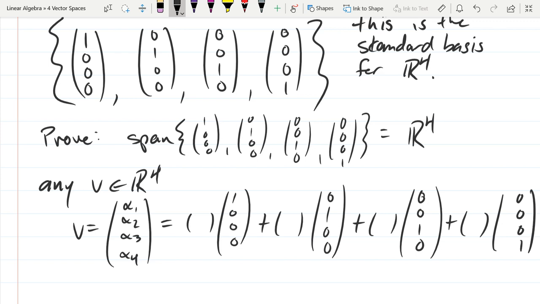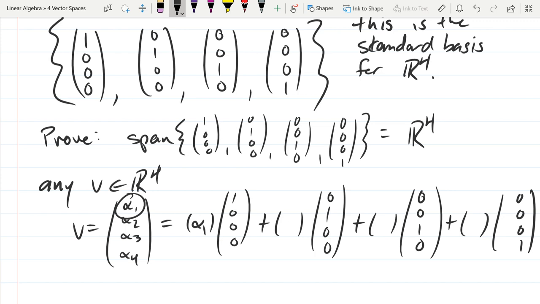All right, what four scalars give me this equality here? I picked these very carefully so that we can very obviously see what scalars go here. What's the only way I can get alpha 1 in the first coordinate? Multiply the first vector by alpha 1. That'll put alpha 1 in the first coordinate, and it won't change any of the other coordinates.